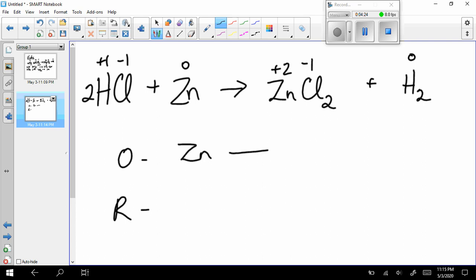To write the half reactions, first I see who's going up, that's zinc. So Zn becomes Zn plus 2 plus, and now I figure out how many electrons it would lose. It changed charge by 2 times 1 atom. 2 times 1 is 2 electrons.